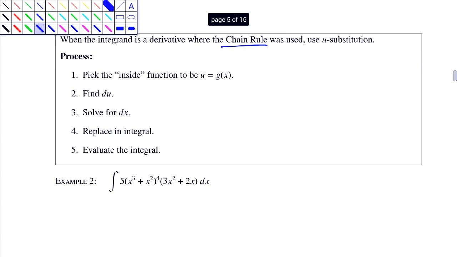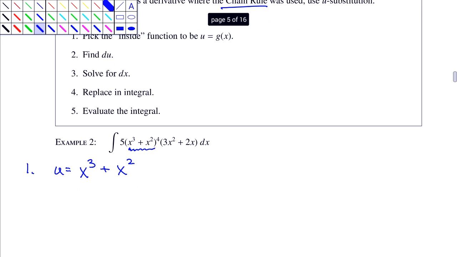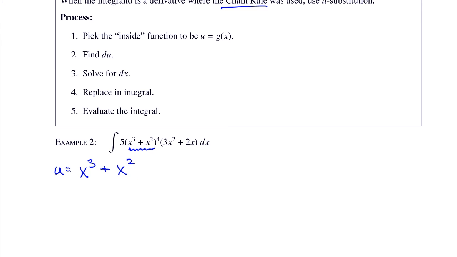Okay. So here we go. Step 1. You want to pick a u that is the inside function from the chain rule, right? It's the one that if you were taking the derivative and you had to run the chain rule on it, you would multiply by that function's derivative. So what is the inside function here? Yeah, it's x cubed plus x squared. And I'm not going to number these. We don't number them.